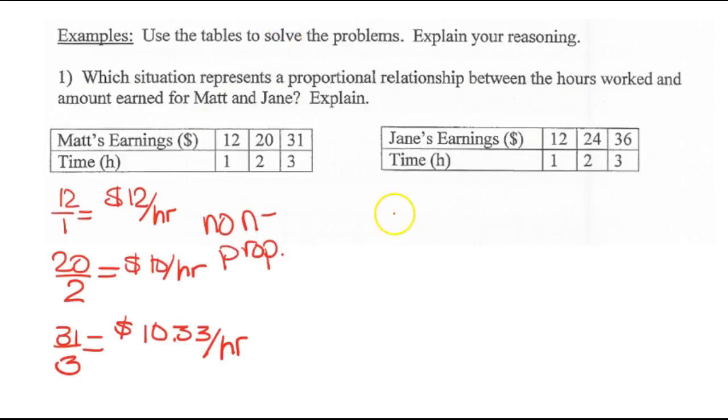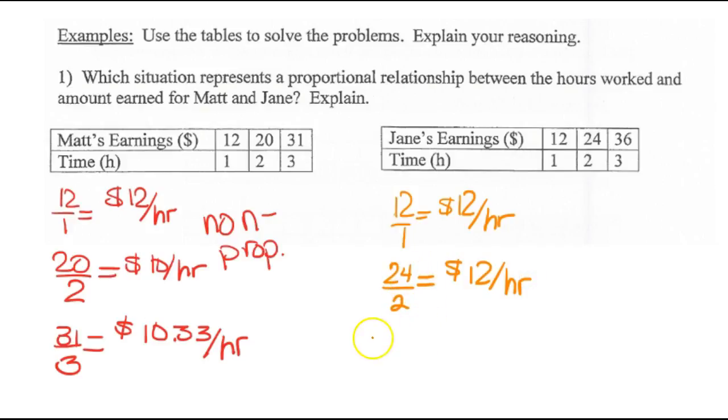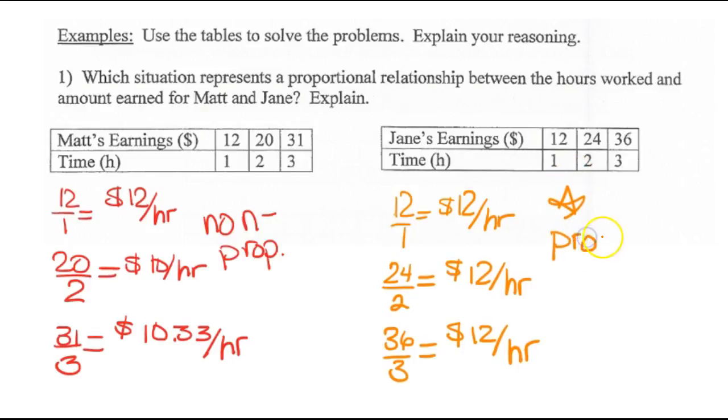Now let's look at Jane. So again, she has $12 for 1 hour. This is going to be $12 per hour. 24 for 2, when we simplify this to a unit rate, this is going to be $12 per hour. I'm going to take 24 divided by 2, and now 36 over 3. Divide that out, again, this is going to be $12 per hour. So this represents a proportional relationship, because all of the unit rates are matching at $12 per hour.